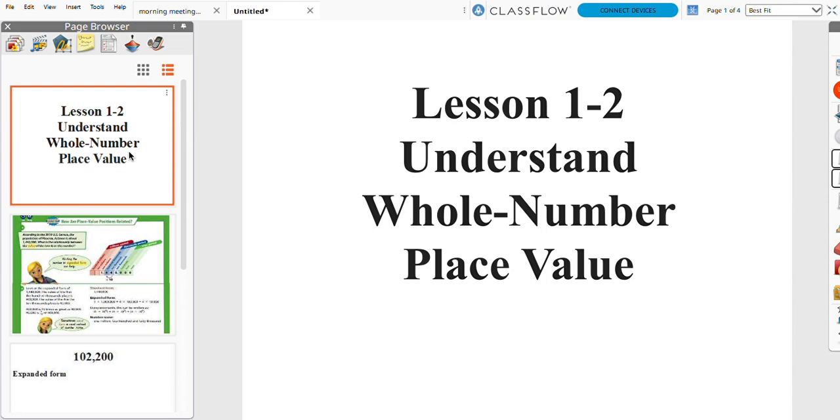Hello, mathematicians. Today, lesson 1-2, we're going to understand whole number place value. I anticipate this to be somewhat of a review. You did this in fourth grade. The only difference now is that we are going to be looking at standard and expanded form.